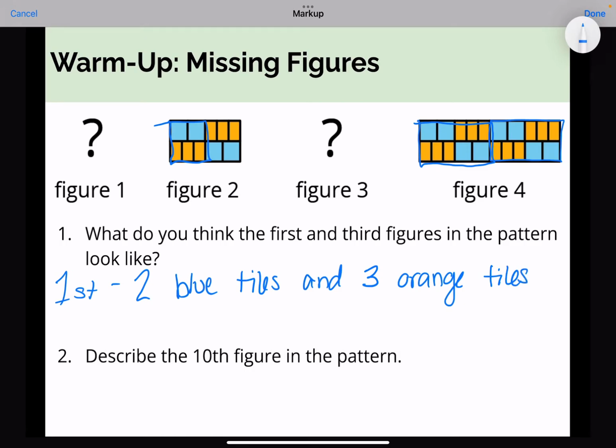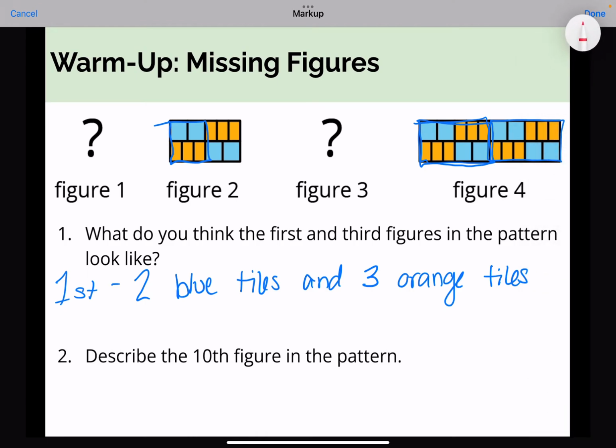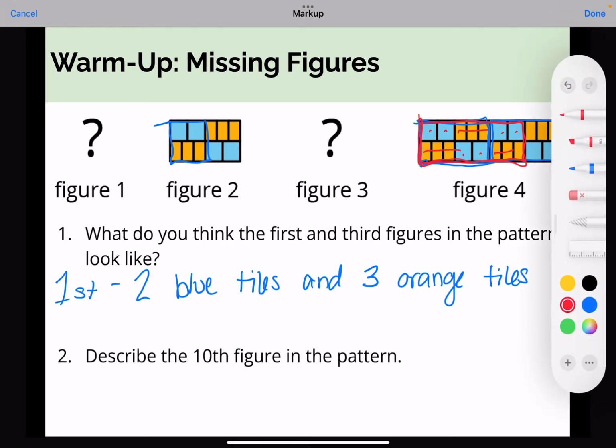And now for our third figure, we can assume that our third figure is going to be figure 2 plus figure 1, and that would create the red figure that I am outlining in figure 4. It's going to include 6 blue tiles and 9 orange tiles.